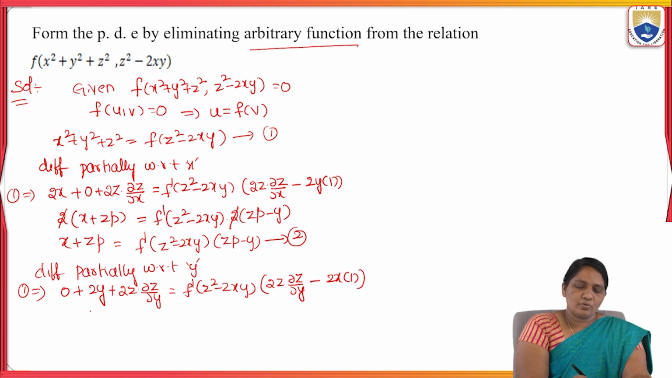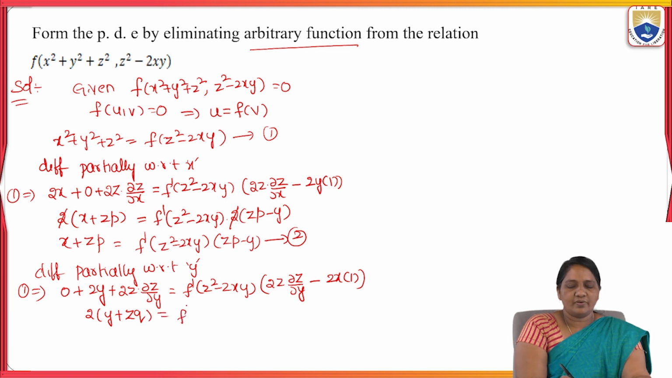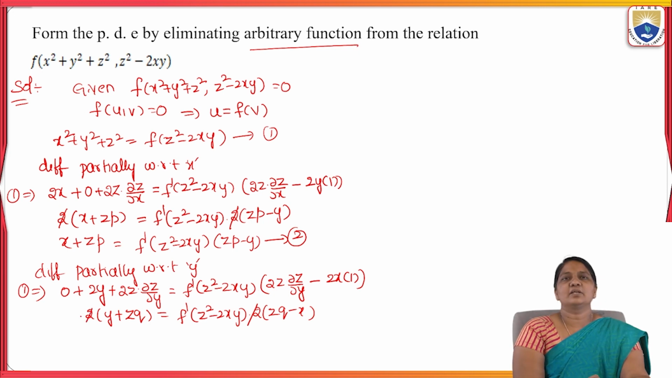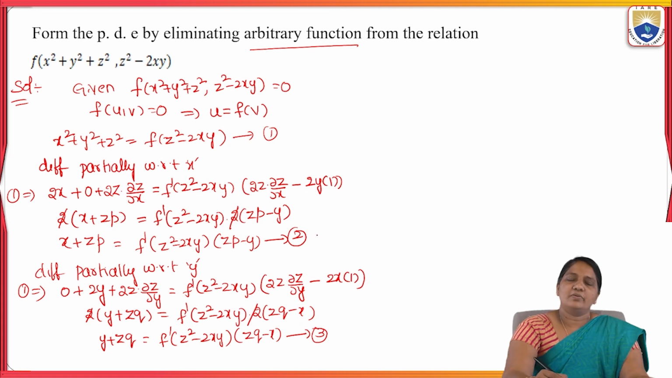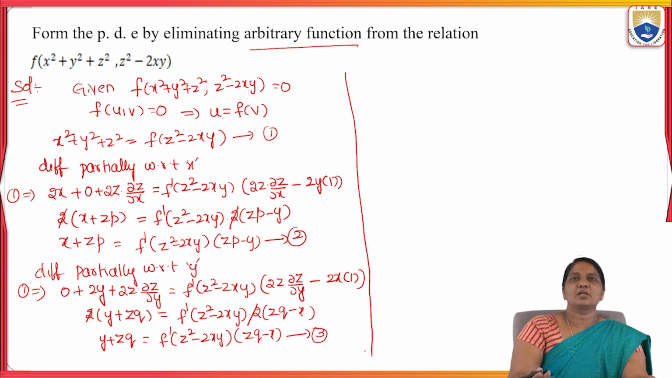is 1. So now take the 2 common here, y plus zq is equal to f dash of z square minus 2xy into, take the 2 common, zq minus x. So 2 will be cancelled here. So finally y plus zq is equal to f dash of z square minus 2xy into zq minus x. This is equation 3. So differentiating partially with respect to x and with respect to y, both are completed. Now what is the third step?